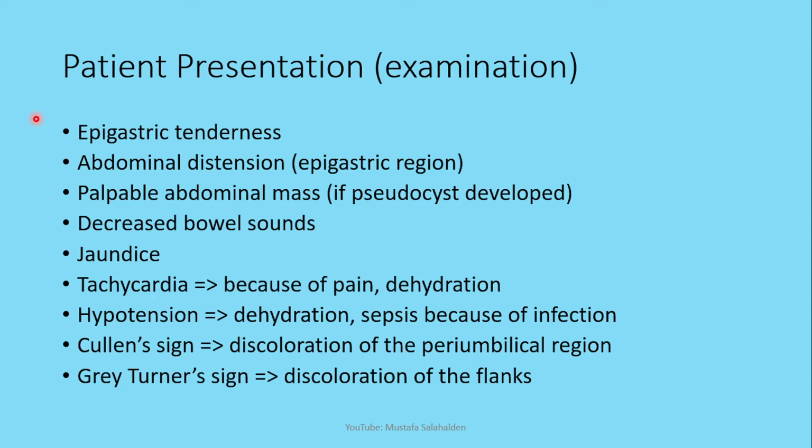Now for the examination part, there is usually abdominal distension in the epigastric region and epigastric tenderness, and there might be a palpable abdominal mass if a pseudocyst has developed. Bowel sounds are decreased. There might be jaundice if the cause is gallstone pancreatitis, or if the pseudocyst is compressing the common bile duct.